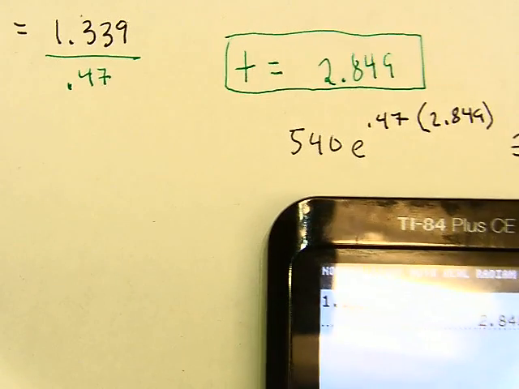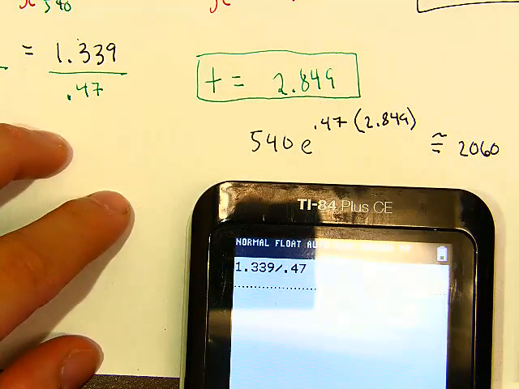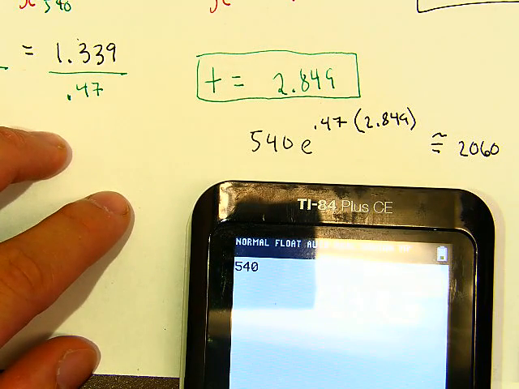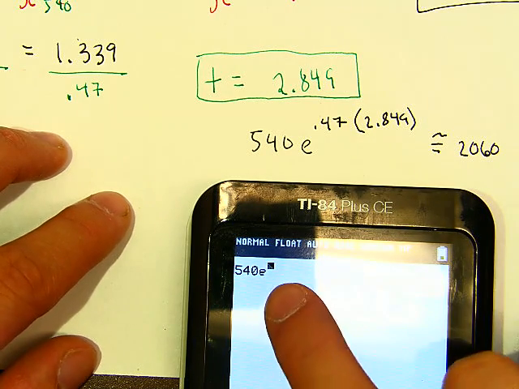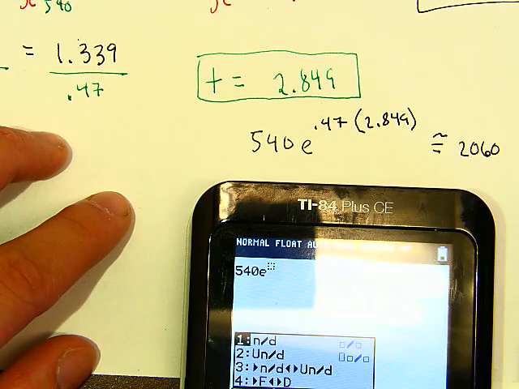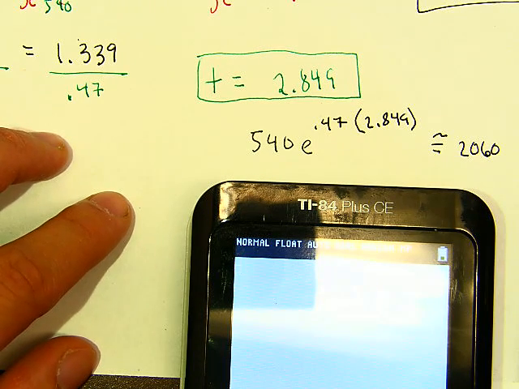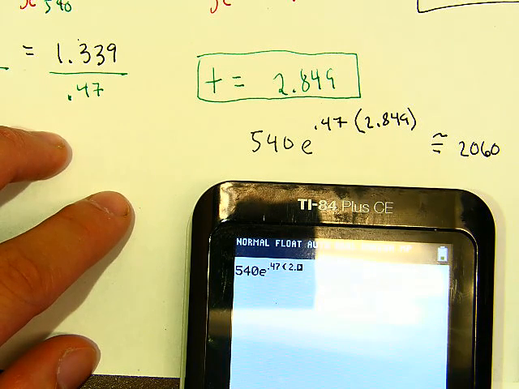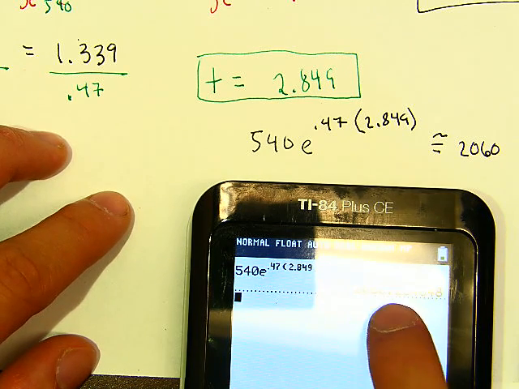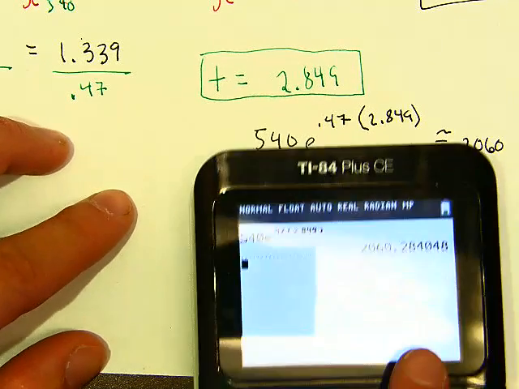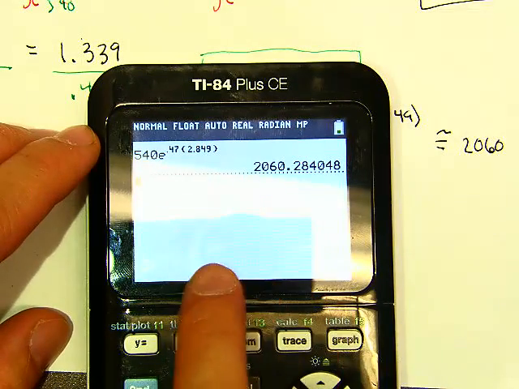Let me fix the camera angle, and that's good. All right, so here, let's put it in. Here we do 540, and then we're gonna have second divide to get the e. Then we put the parentheses up here, and then we're gonna put in a fraction. Oh no, no fraction, I'm sorry. Let's try that again. So 540, second e to the 0.47 times 2.849, and notice that when you hit enter, it gets very close to 2060, and that's what we wanted, right? Yeah, it gets very close to 2060.